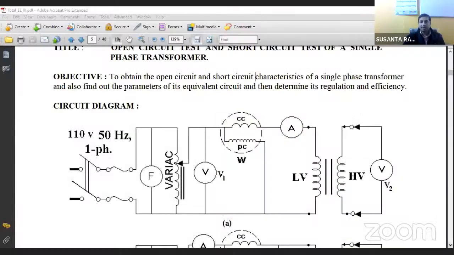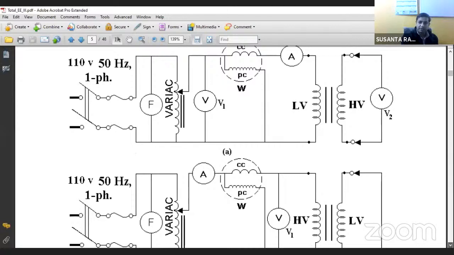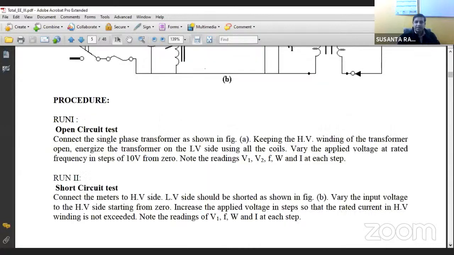We will come back to the circuit. So that means this is how we have connected the ammeter, voltmeter and wattmeter for performing the open circuit test. Now, during the experiment, as given in the steps, we'll increase the voltage. So you connect the single phase transformer as shown in the figure that we have seen.